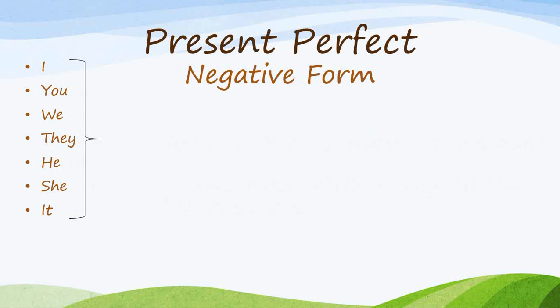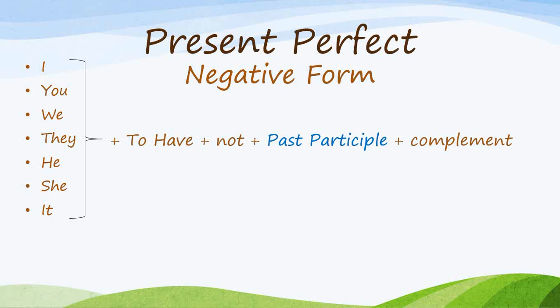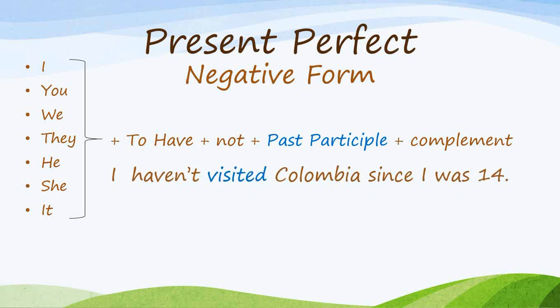For the negative form of the present perfect, the structure is the following. We have the subject, the auxiliary verb to have, plus not, plus past participle form of the verb, plus complement. As an example, we have I haven't visited Colombia since I was 14.